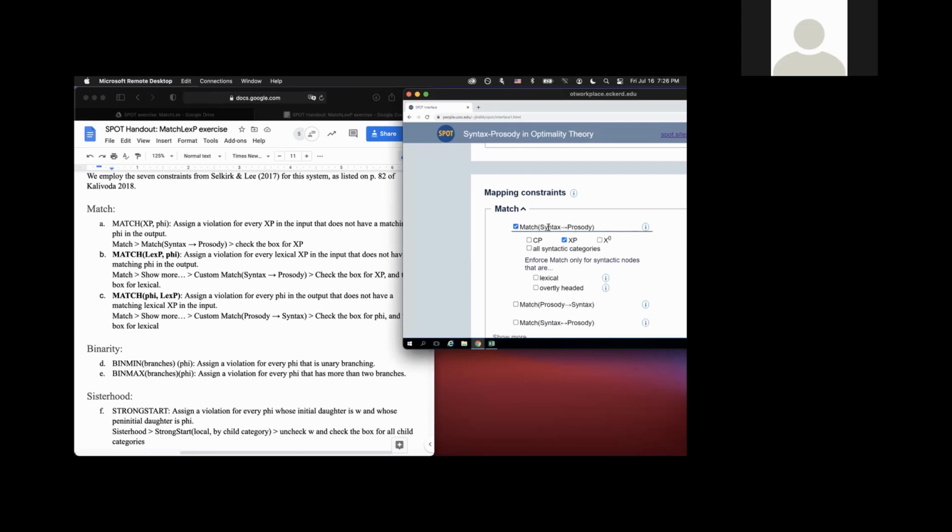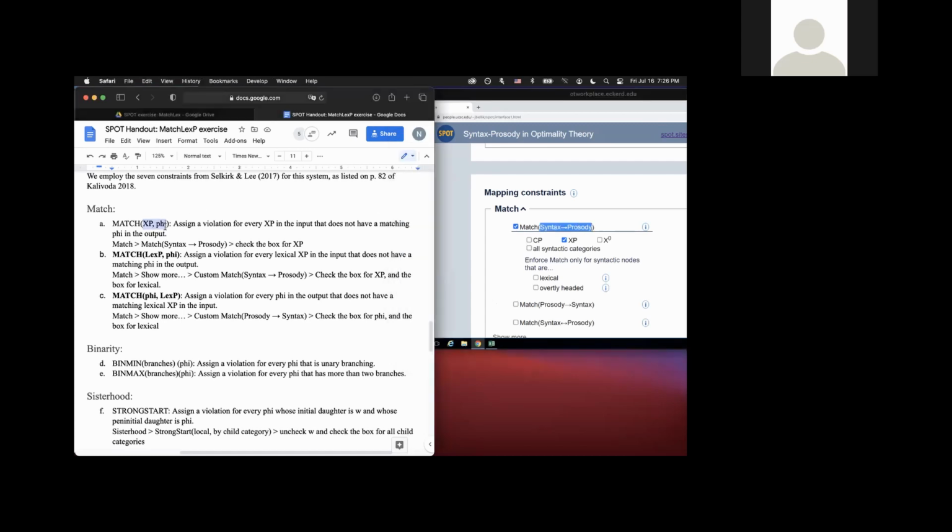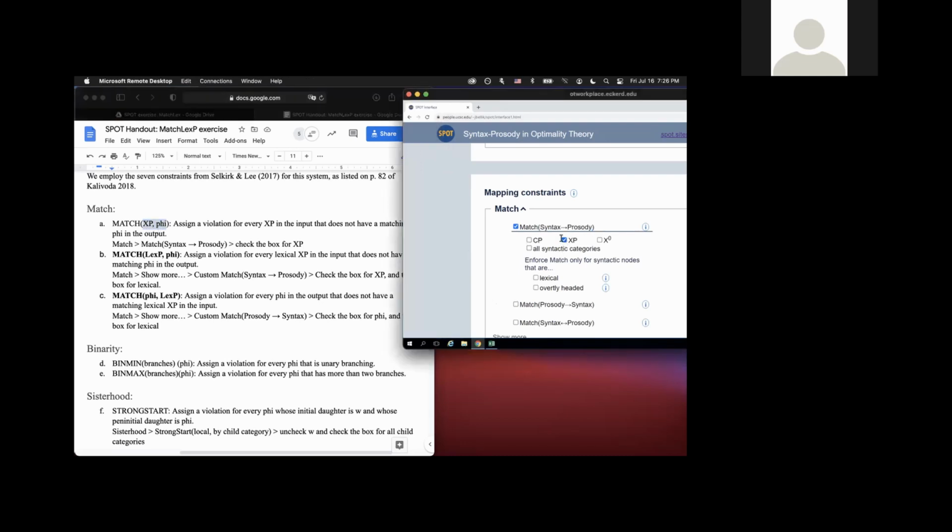Syntax to prosody is how it's represented on the interface, but that's just another way of saying, as we have in the handout, you're matching an XP to a phi. As a note, we're going to use XP because we're concerned with the phrase level. But depending on what data you're working with, you could also do it for CP, so like a match clause, or for heads, so like match word. There are a lot of options if you want to experiment with different types of match constraints.